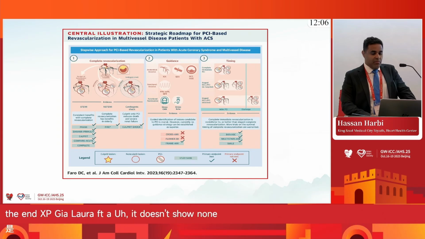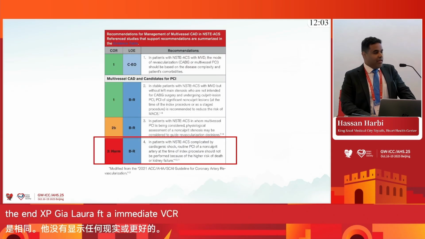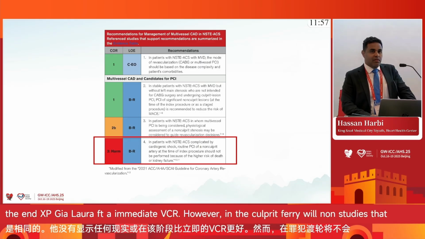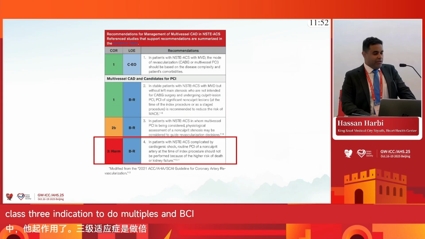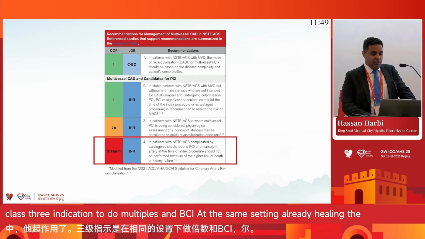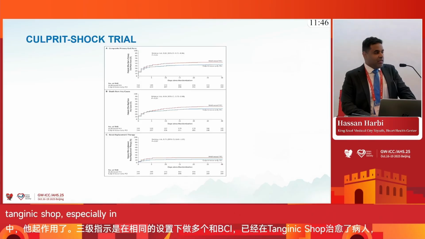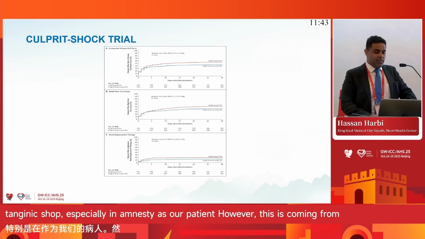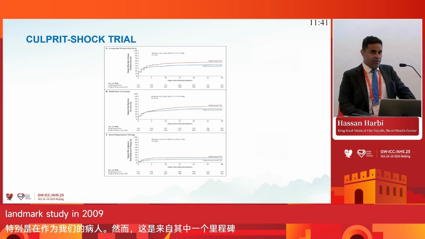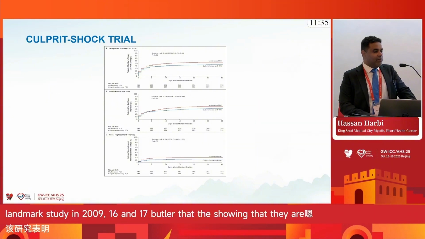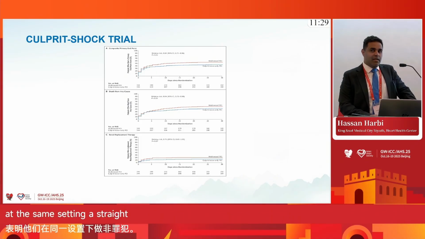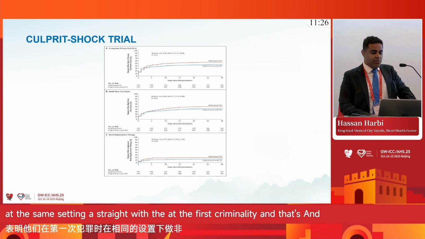However, in CULPRIT-SHOCK, the very well known study, it is a Class 3 indication to do multivessel PCI at the same setting, or routinely, in patients in cardiogenic shock, especially in non-STEMI, like our patient. This comes from one of the landmark studies in 2016 and 17 by Thiele, showing that doing non-culprit vessel PCI at the same setting was associated with cardiovascular mortality, death, and increased renal replacement therapy.